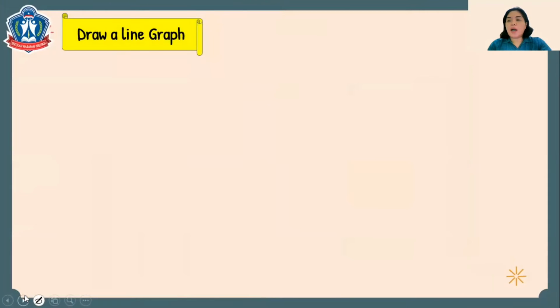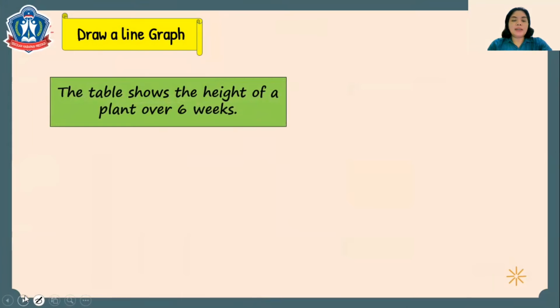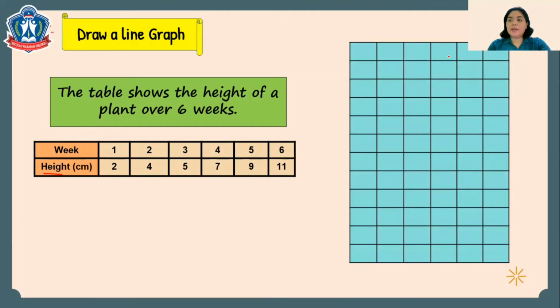Now, how to draw a line graph? Okay, so I have here a table showing the height of a plant over 6 weeks. As you can see, week 1 until week 6 and the height in each week. So how to draw a line graph, children? First, you need a grid paper. A grid paper is a paper that has squares.